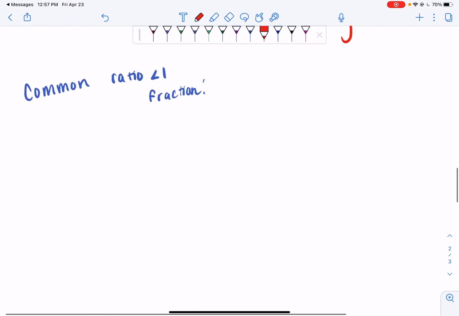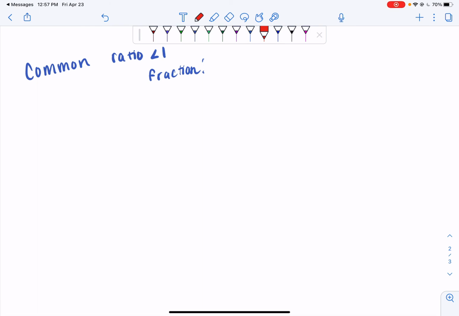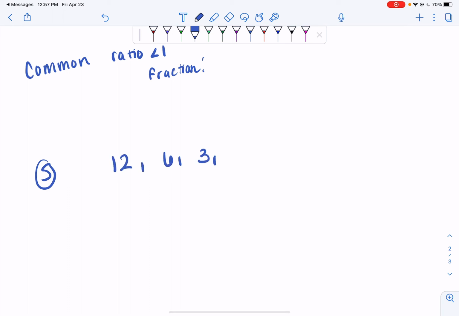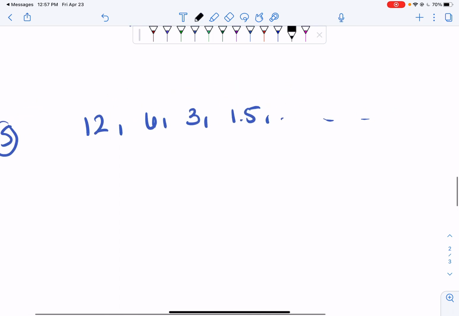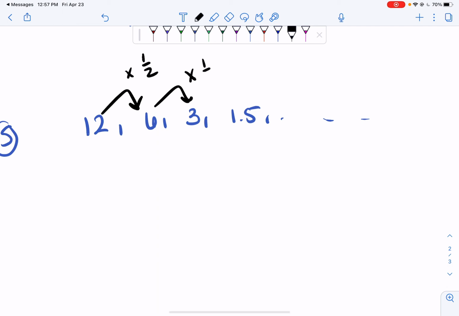But let's do one where we actually do have a fraction as our common ratio. So let's do example number 5. Given the sequence 12, 6, 3, 1.5, and so forth, I want to figure out what my rule is to write an equation for this. So if I look, when I go from a 12 to a 6, I multiply by 1/2. 6 to 3, I multiply by 1/2. 3 to 1.5, I multiply by 1/2.